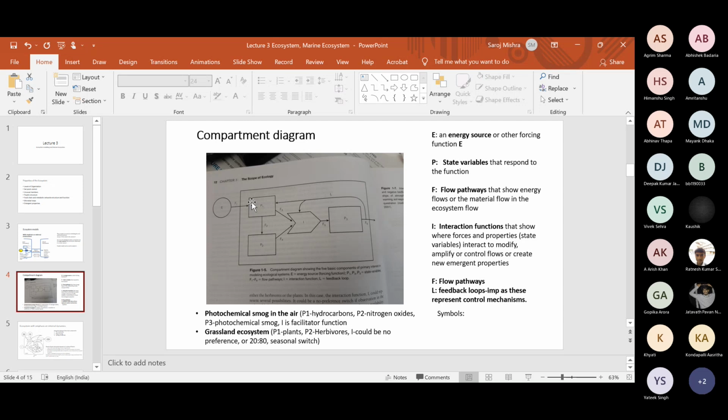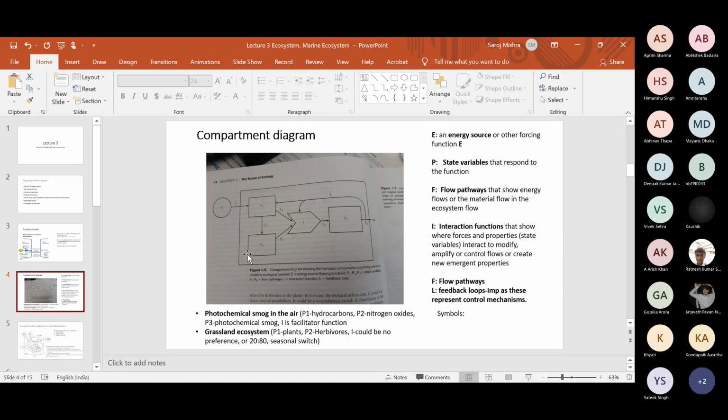Okay, so the ecosystem which is described here is only a very representative ecosystem. It could be an example of developing photochemical smog in the air. Smog is something which we keep constantly talking about, because when you talk about pollution, you talk about smog, especially in big cities. It is a constant problem. So here is how a model would look if photochemical smog is to be modeled.